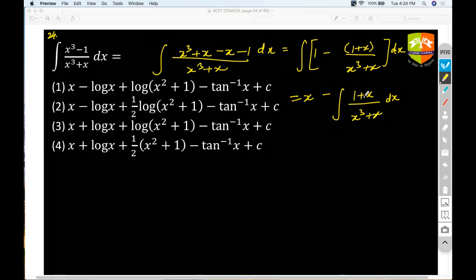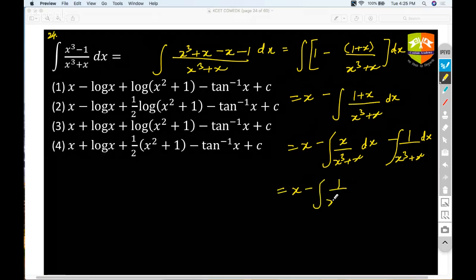Now here, I can again split this as the integral of x by (x cube plus x) and the integral of 1 by (x cube plus x). Let's split this as two separate integrals. Here x will get cancelled, so I will have the integral of 1 by (x square plus 1) dx. And here I can make use of partial fractions, correct? So I can write this as x into (x square plus 1). So at least I would generate a tan inverse x.